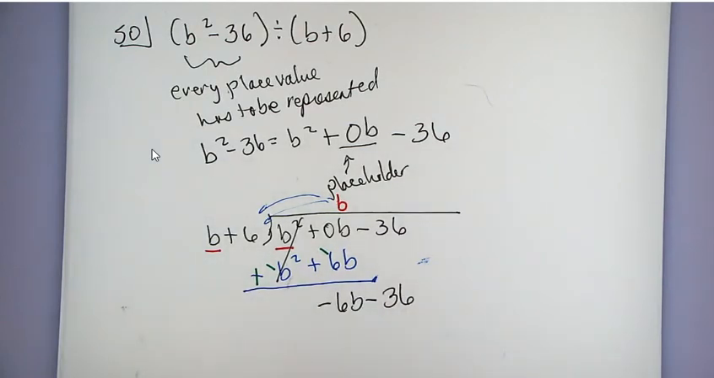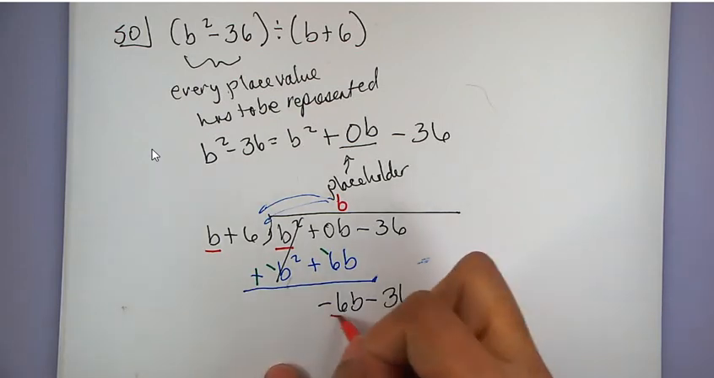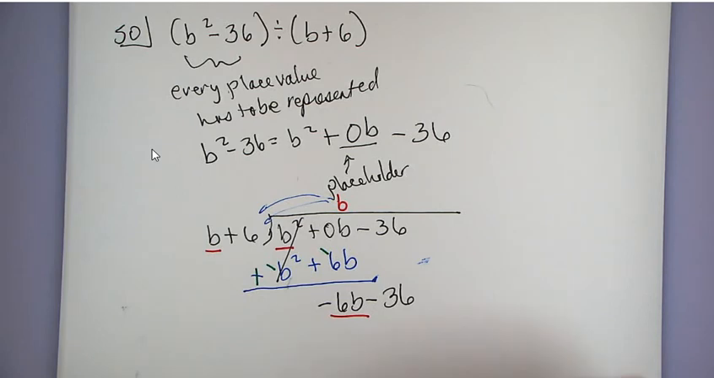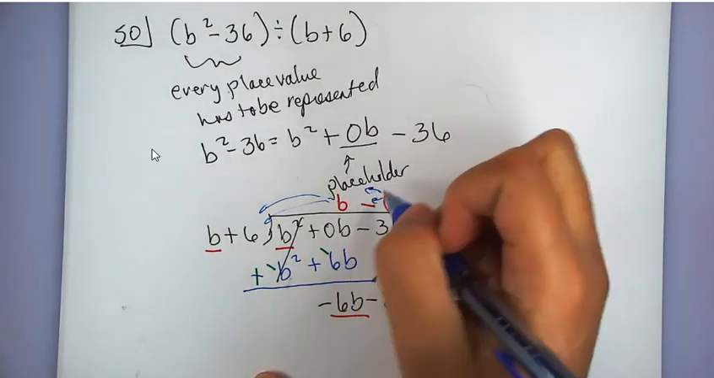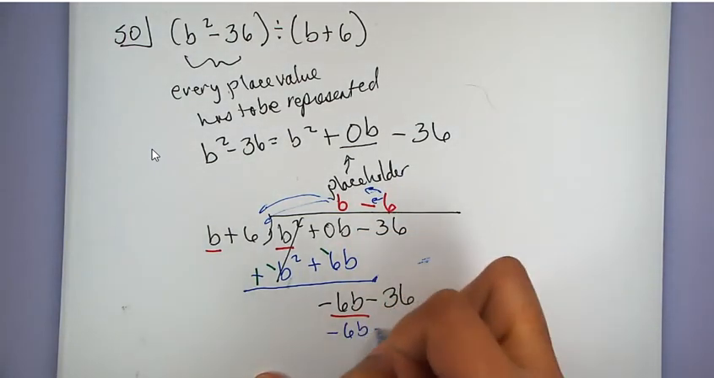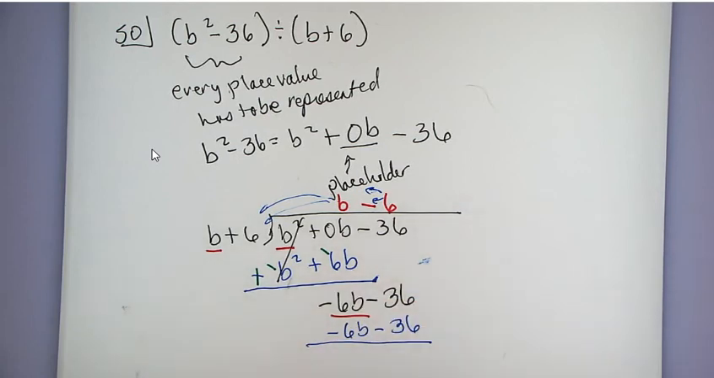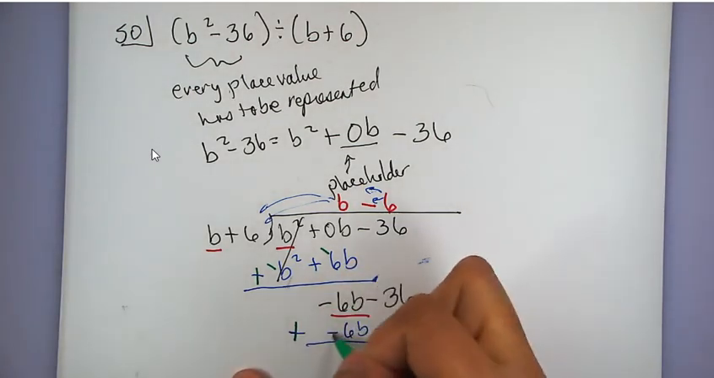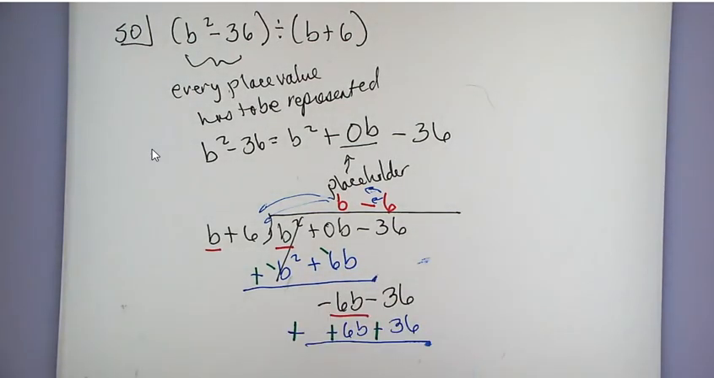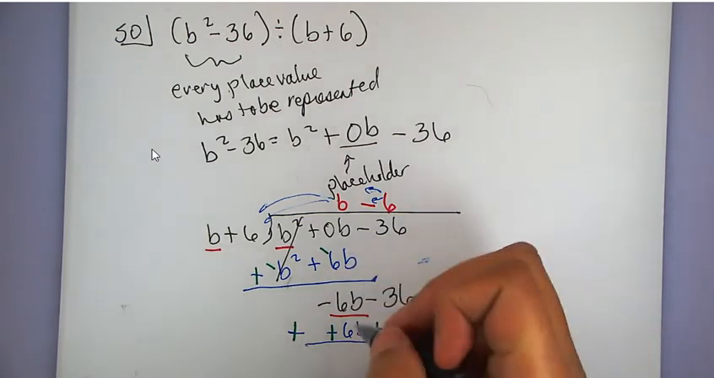After I do that, I'm going to divide again. B goes into negative 6B, negative 6 times. Then when we multiply and distribute, just like we did before, we end up with a negative 6B minus 36. Again, subtracting on the outside. Now watch this. Watch the signs change. This becomes a plus. This becomes a plus. This becomes a plus. Be careful when you're changing your signs. You've got to be careful of that. Okay, this cancels, and I'm left with what? 0.